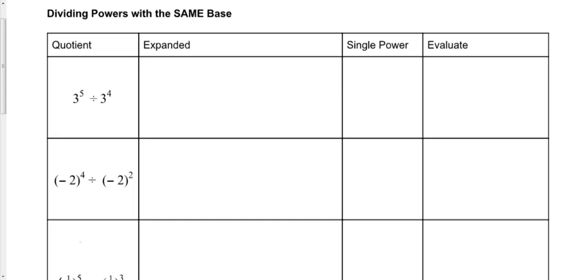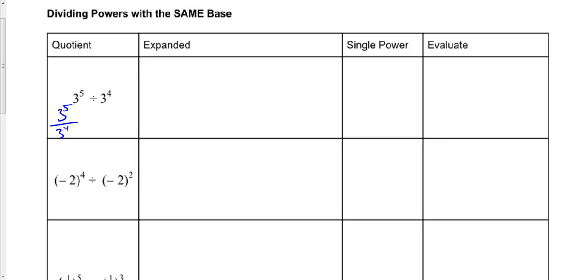We're going to take a look at dividing powers that have the same base. So again, you have to make sure that the powers have the same base. And I'm going to actually write these as fractions. So one thing to be aware of is that 3 to the exponent 5 divided by 3 to the exponent 4, you could also write this as 3^5 over 3^4.